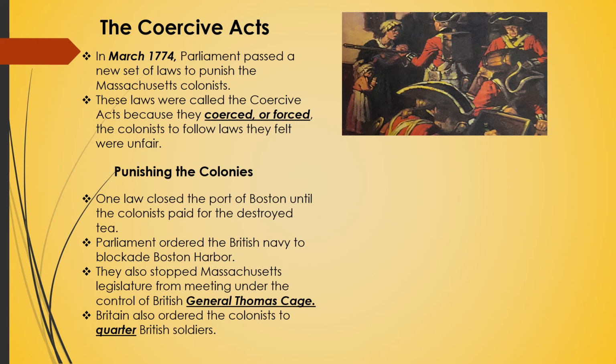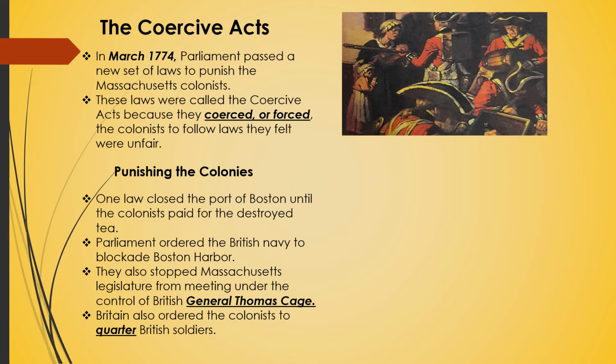Let's find out what those punishments to the colonists were. One law closed the port of Boston until the colonists paid for the destroyed tea. To enforce this law, Parliament ordered the British Navy to blockade Boston Harbor. Then British warships stopped other ships from entering or leaving the harbor. To punish the colonists further, Britain stopped the Massachusetts legislature from meeting. So no more meetings were going on during that time. And then another one.